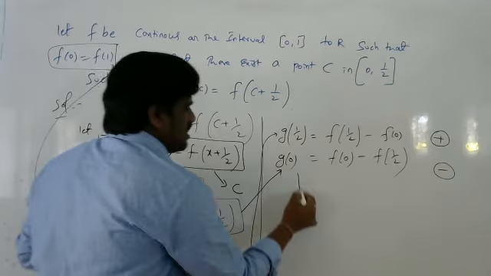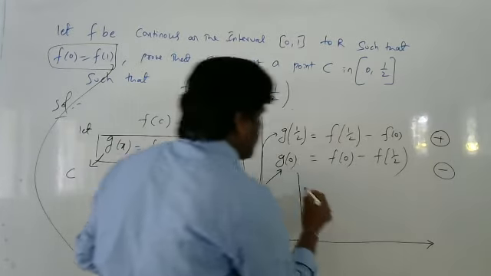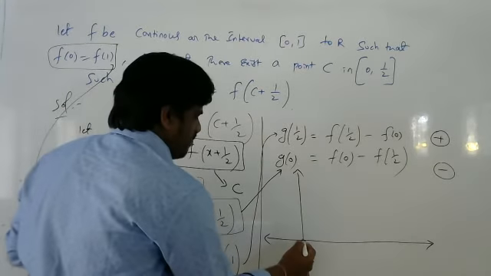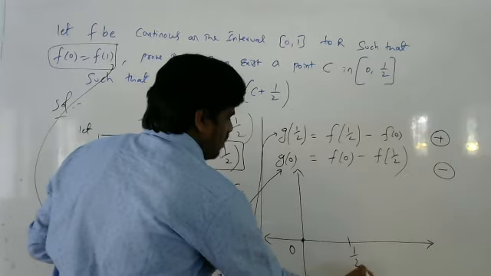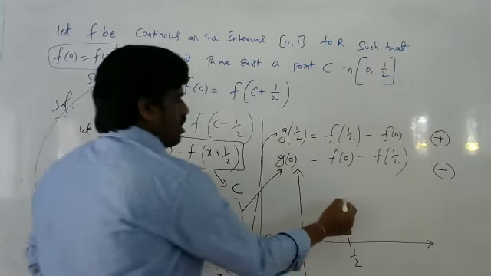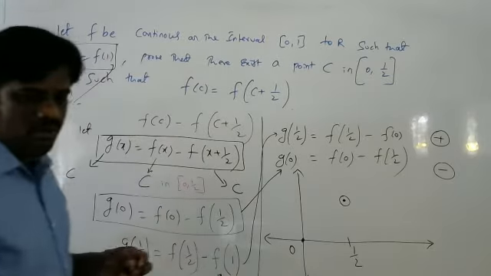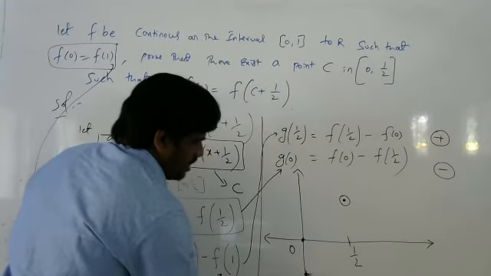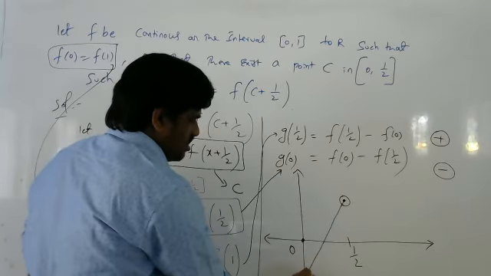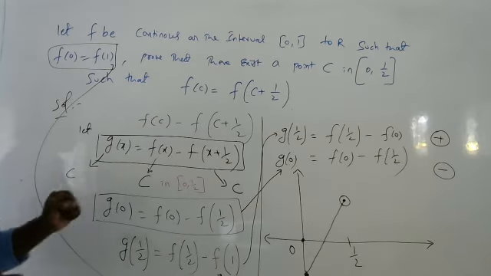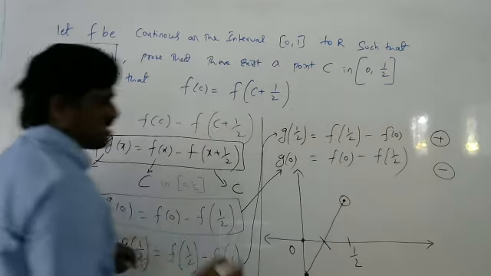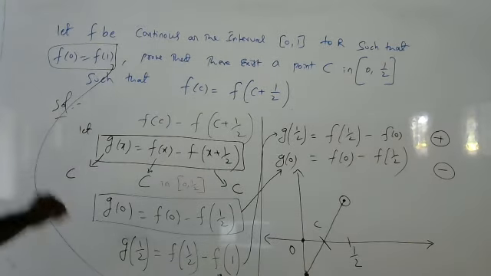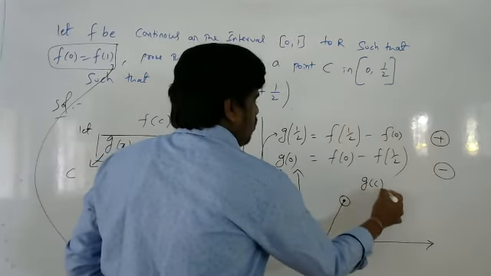It means that it is satisfying the condition. Suppose I am taking the interval 0 to half. If g of half is positive on the top, and g of 0 is negative at the bottom, and I join them, then the function g of x is going to intersect the x axis. There exists at least one c, one root, where g of c is equal to 0.